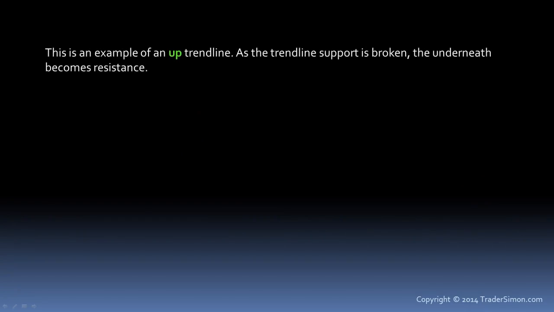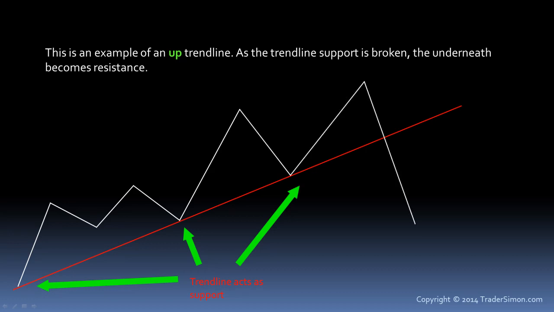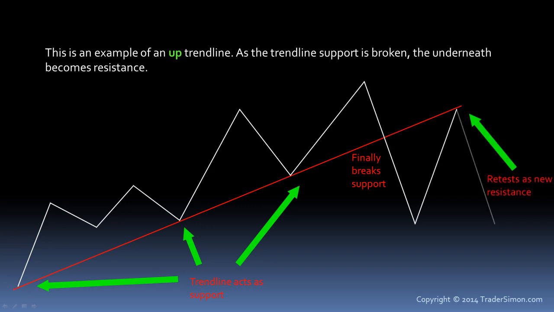This is an example of an uptrend line. So the trend line acts as support. We've drawn a trend line below two swing points. As the trend line support is broken, the underneath becomes resistance. Finally, price breaks through the trend line and retests it as resistance.